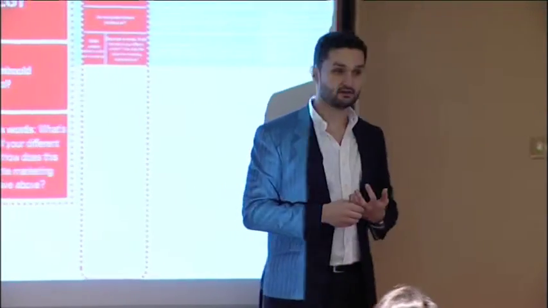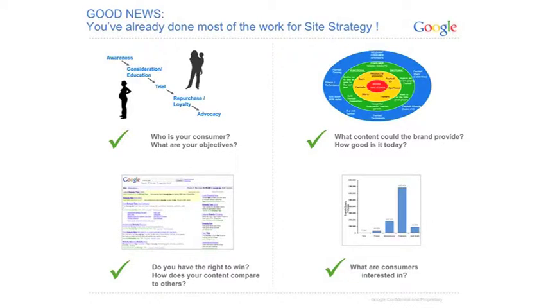And then it's just a simple description in words of what the role of your different content is, and how this delivers the marketing objectives that you've outlined from the beginning. The good news is that you've already done most of the work for this. You've thought about your consumer and your objectives, that's the pre-work. You've thought about what content the brand should be providing and how good it is today.